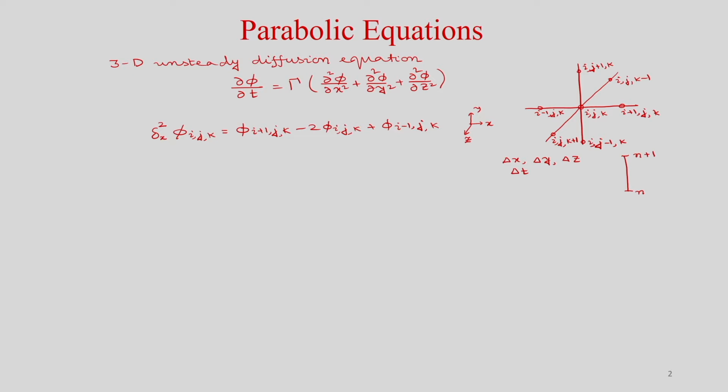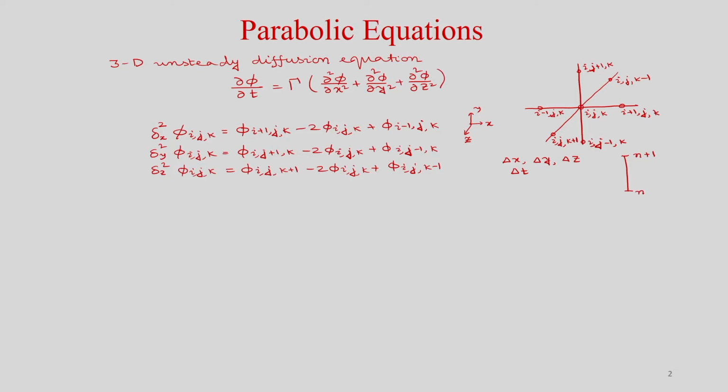Similarly, if we apply it in the y direction and z direction, you will get delta y square phi I j k, which will be phi I j plus 1 k minus 2 phi I j k plus phi I j minus 1 k. Similarly, delta z square operating on phi I j k gives phi I j k plus 1 minus 2 phi I j k plus phi I j k minus 1. We will use this operator to write the discretized equation in compact form, because it is in 3 dimensions.